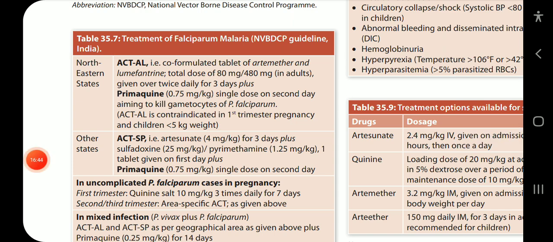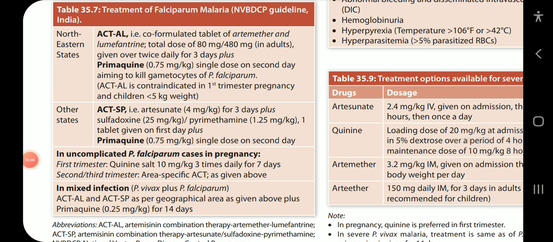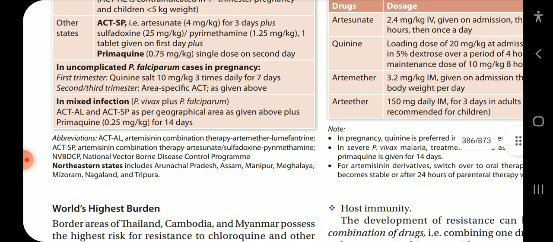Treatment of falciparum malaria. Northeastern states: ACT-AL, that is a co-formulated tablet of artemether and lumefantrine, total dose 80 mg/480 mg in adults, given twice daily for 3 days, plus primaquine 0.75 mg per kg single dose on the second day, aiming to kill gametocytes of Plasmodium falciparum. ACT-AL is contraindicated in first trimester pregnancy and children less than 5 kg body weight.